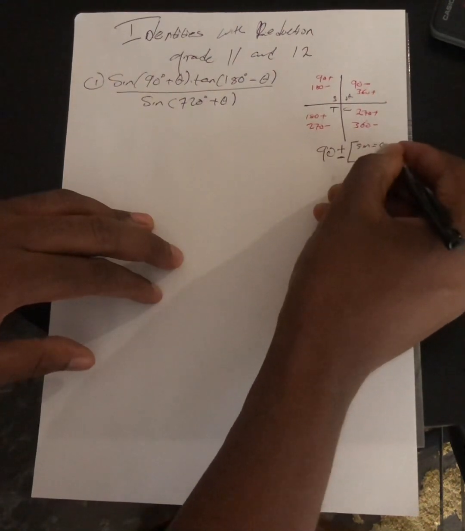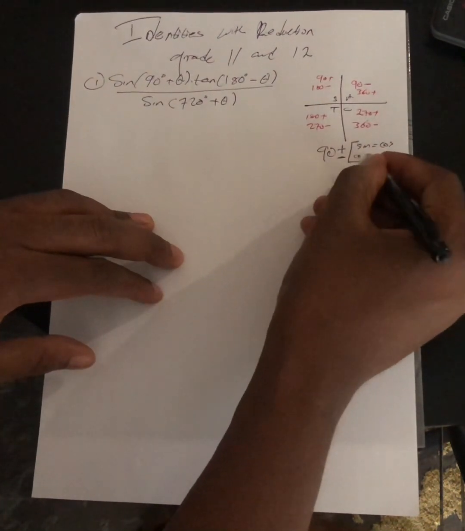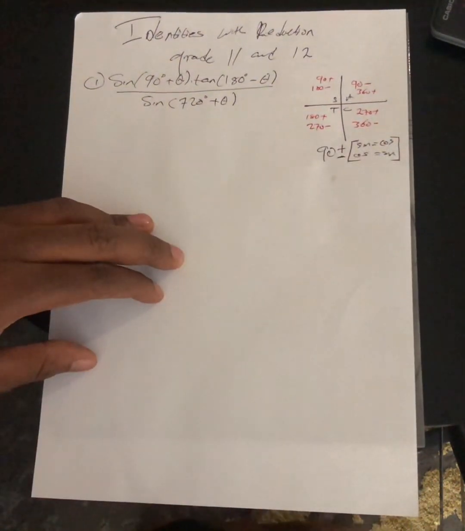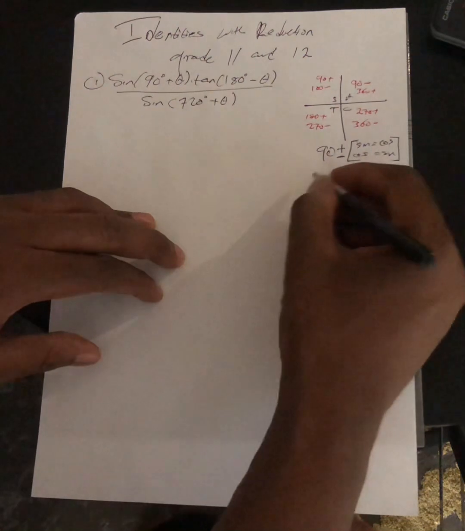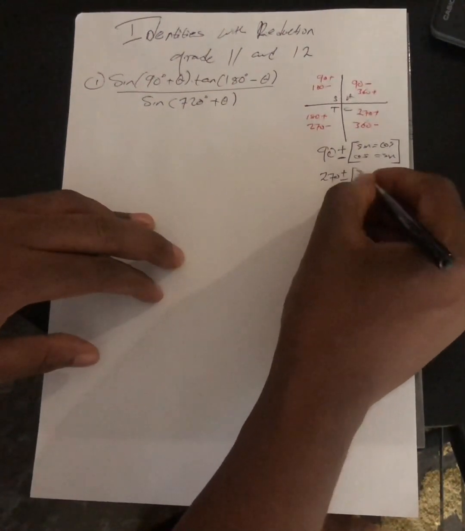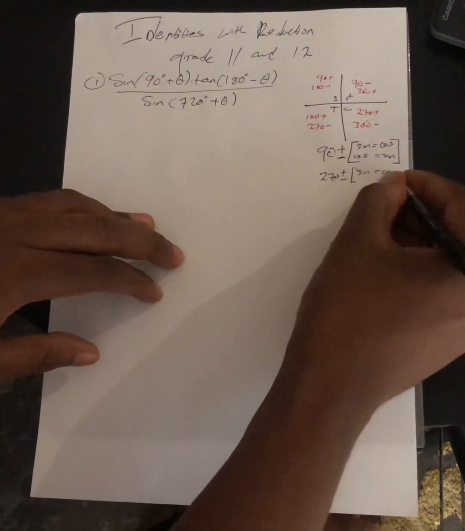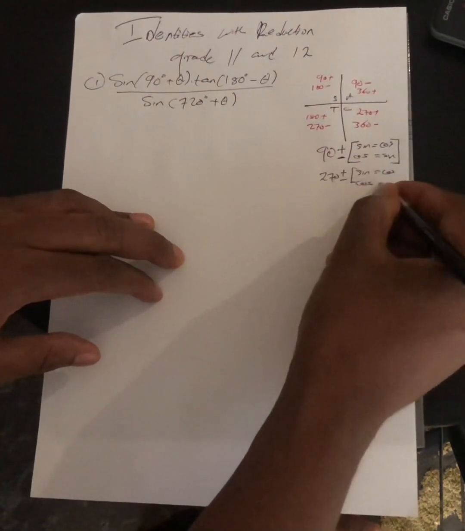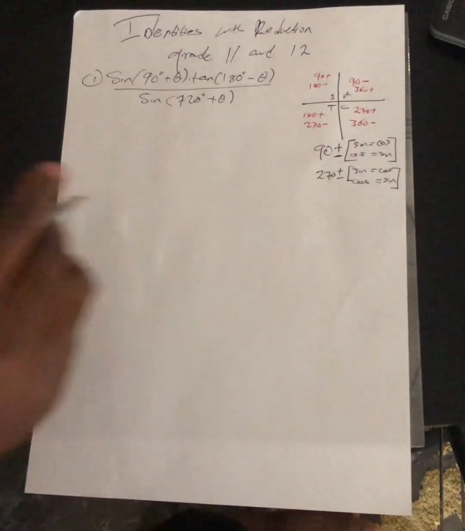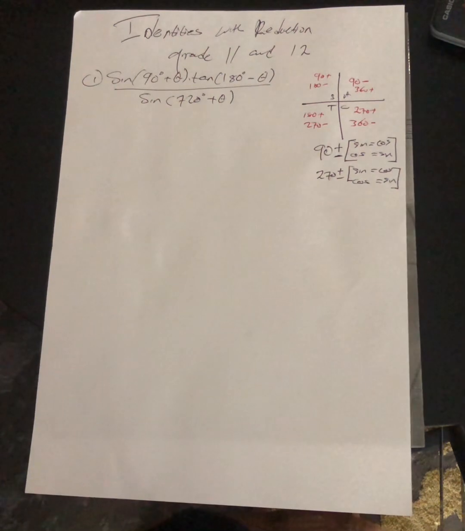Sine has to become cos. Cos has to become sine. The same applies to 270. Whenever you use 270 plus or minus, it doesn't matter, sine is going to change to become cos, and cos is going to change to become sine. So the only thing that you should not make a mistake with is the signs of these ratios. So now we are going to simplify this expression.